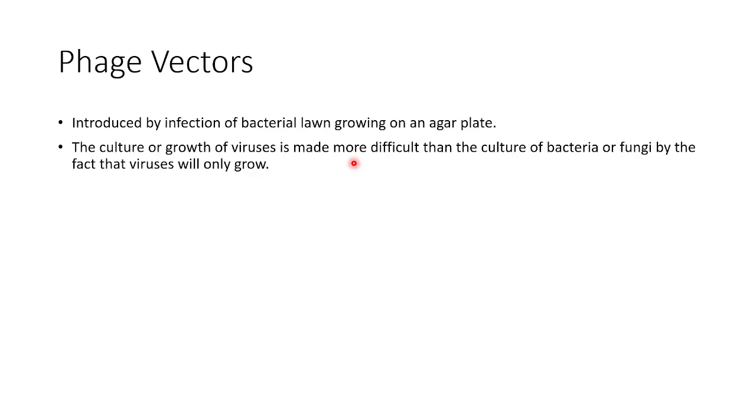Then the other type of vectors is your phage vectors, which are introduced by the infection of a bacterial lawn, which is growing on an agar plate. Now the culture or growth of viruses is made more difficult than the culture of bacteria or fungi by the fact that viruses will only grow.